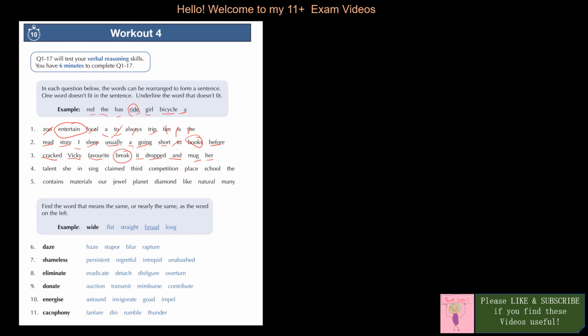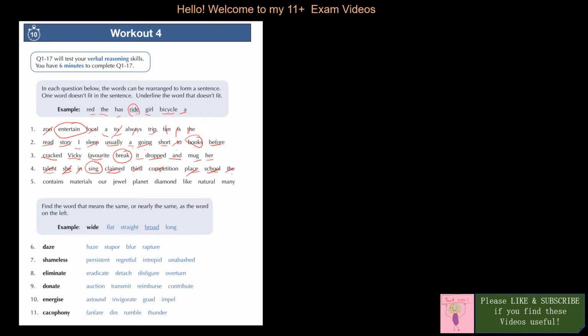Okay, the next one is talent, she, in, same, claim, that, competition, place, in, the. So we can say she claimed third place in the school talent competition. So sing comes out, okay.